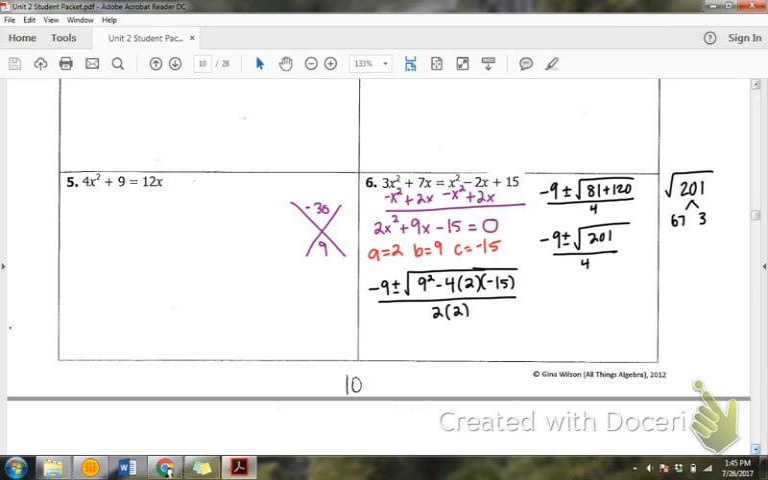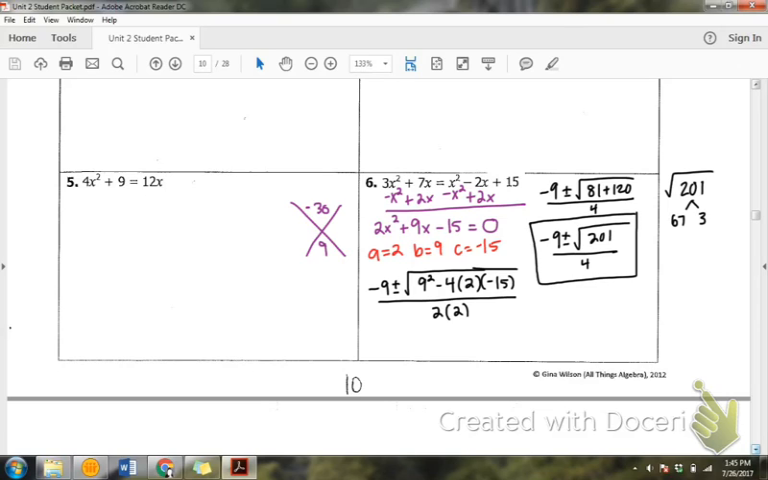So we're breaking down 201. We said 3 and 67. 67 doesn't break down anymore? Okay. So in this case, if you find something that doesn't break down anymore, then we just leave it as 201. Why? Because you can't simplify it anymore. There's no pairs to pull out. Okay?